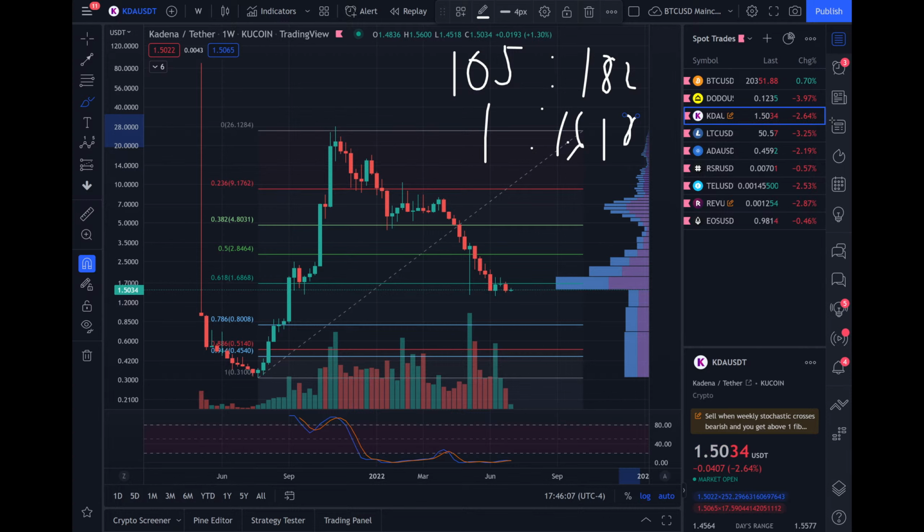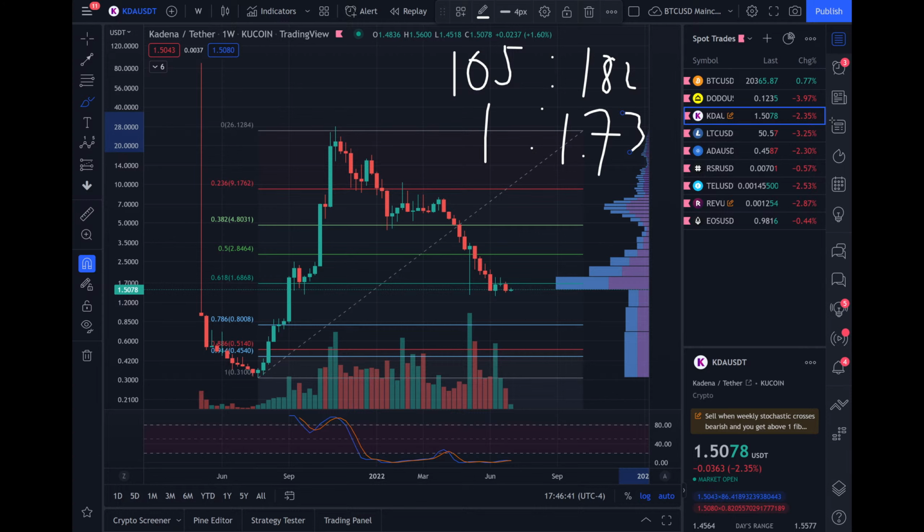Let me pull out my calculator really quickly. Let me just remove this right here, because I'm not going to assume. I'm going to do 182 over 105. Hey, Google, what's 182 divided by 105? 182 divided by 105 is approximately 1.73. That's close to 1.618, okay?